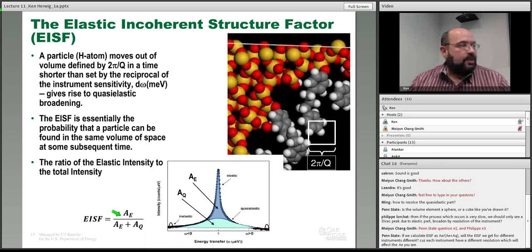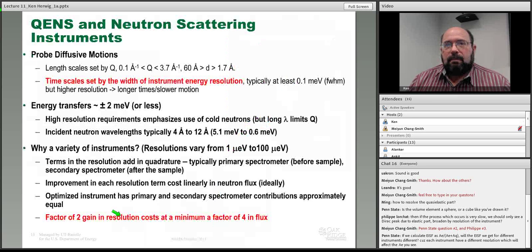I think that was all the questions we had, so let's go on. Let's talk about neutron scattering instruments now. As I said, QUENS probes diffusive motions.